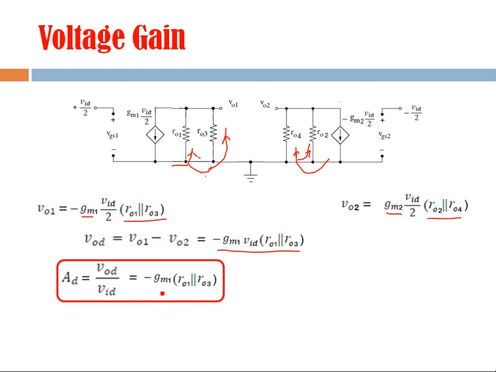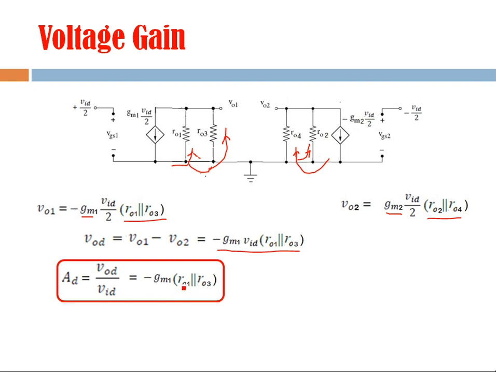You remember when we were using passive load, at that time this differential gain was given as GM1, of course, into R01 in parallel with RD. Now that RD is replaced by this part, this R03, which is the output resistance of M3, right? It's the output resistance of the current source.